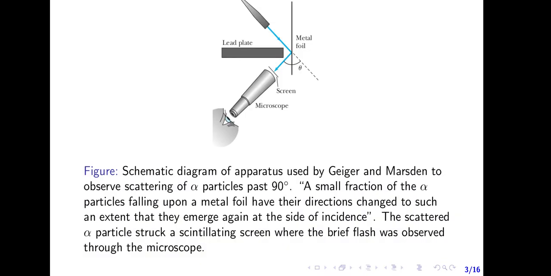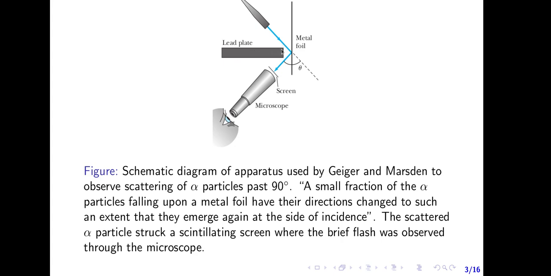Then another scientist that tried to explain the structure of the atom is Ernest Rutherford, one of the foremost physicists. He directed two of his students, Geiger and Marsden, to observe the scattering of alpha particles past 90 degrees. He asked them to take an alpha particle source, a radioactive material that can emit alpha particles, and pass the alpha particles through lead. If you want to stop alpha particles, you can stop them with lead.